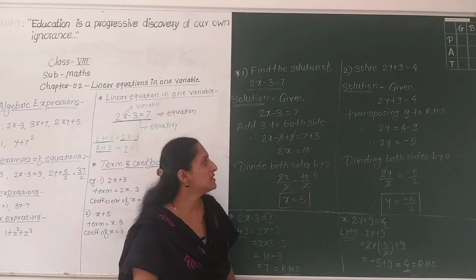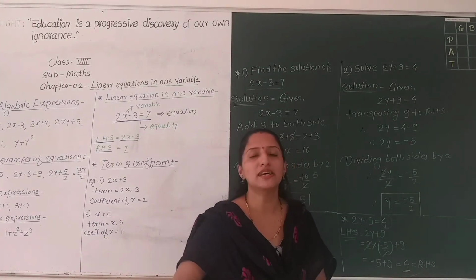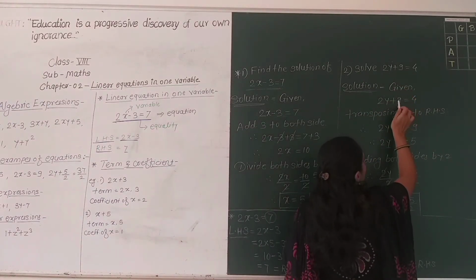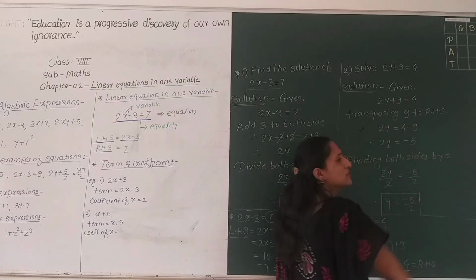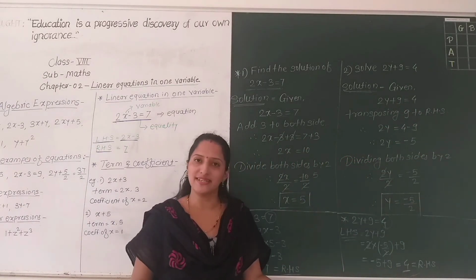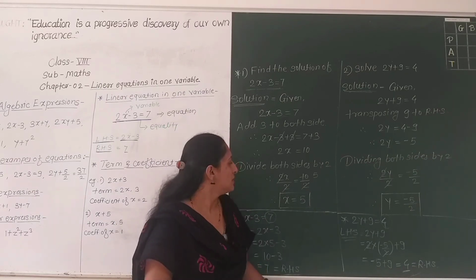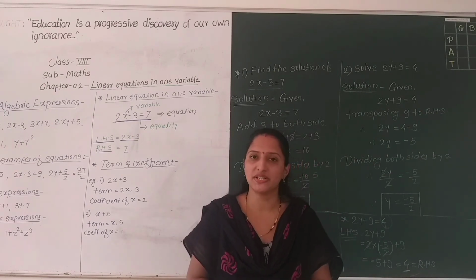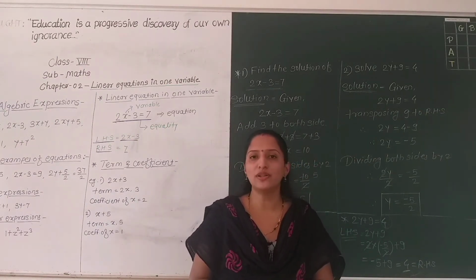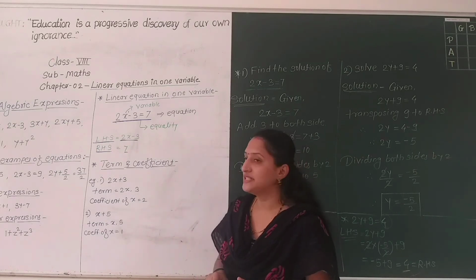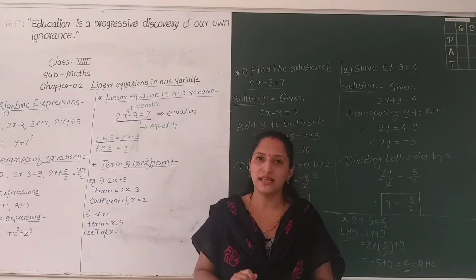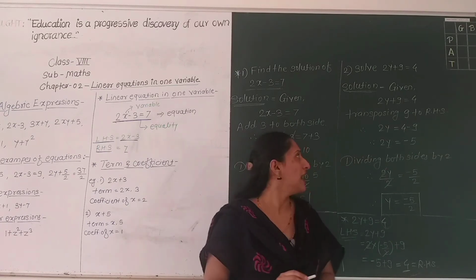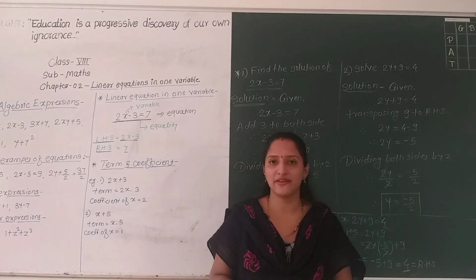So remember students, whenever we solve an algebraic equation, if there is a simple number, then we have to transpose this number to the RHS side. So these are some examples of algebraic equations. I hope you all understood what is an algebraic expression, then equation, linear equation, and the solution of a linear equation.